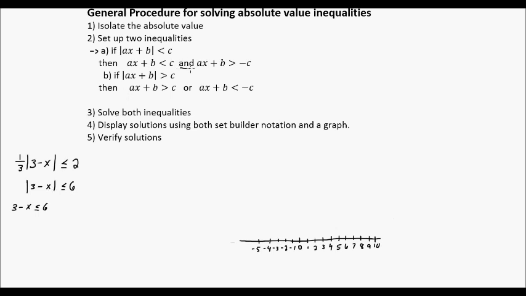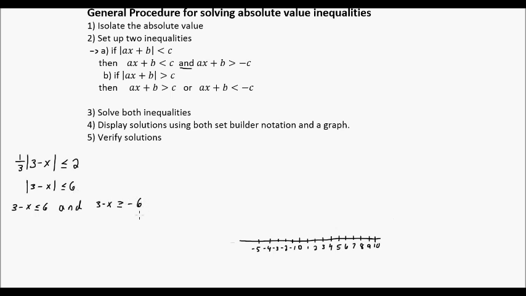And notice in this step, when it's less than, it's "and". The way we remember that is "less than and" just kind of sounds nice together, right? And whatever's in here is greater than negative that number. So 3 minus x, switch the inequality to greater than or equal to, and then change the sign of this number, -6.